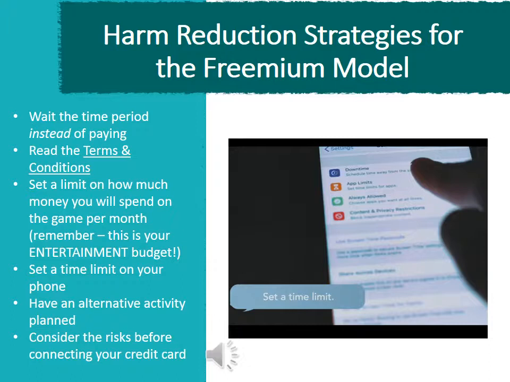Set a time limit on your phone for the amount of time spent on the app. Have an alternative activity planned for when you run out of lives. And consider the risks before connecting your credit card to the game. Remember that when you're doing your video or your poster, the harm reduction strategy that you choose should be relevant to the topic of your video.